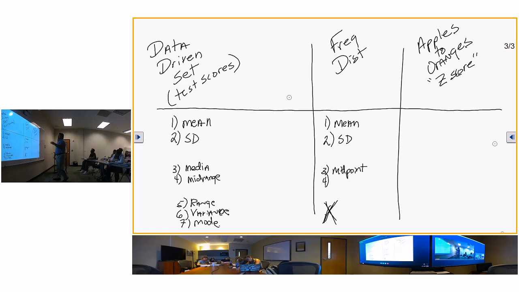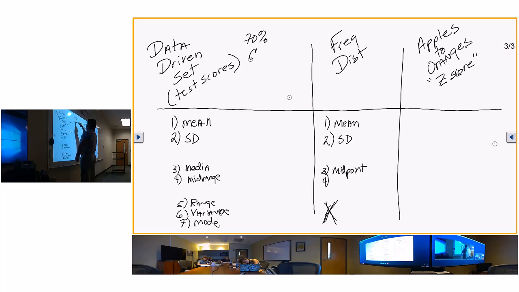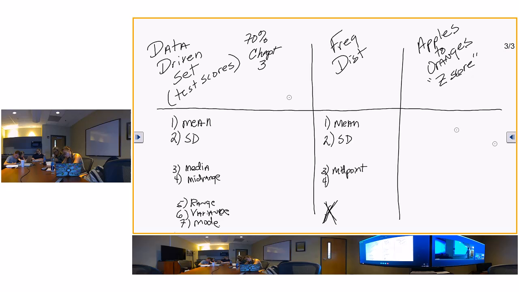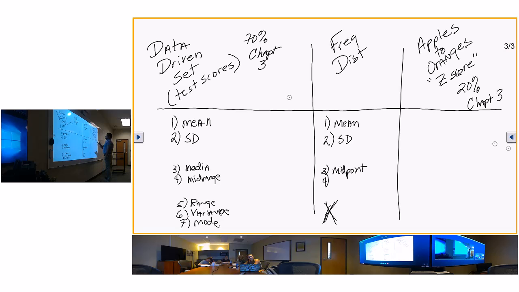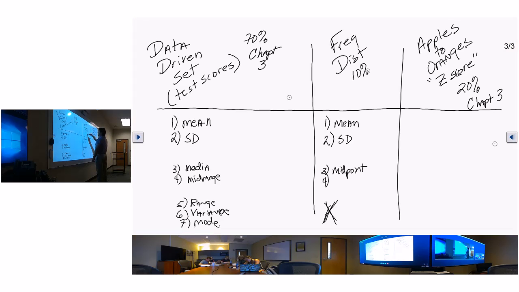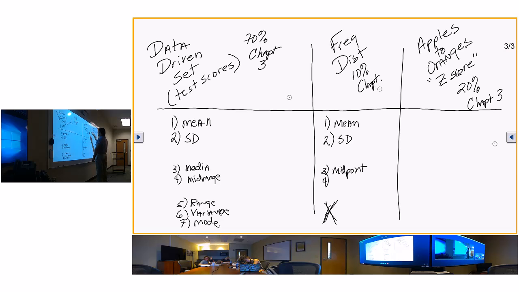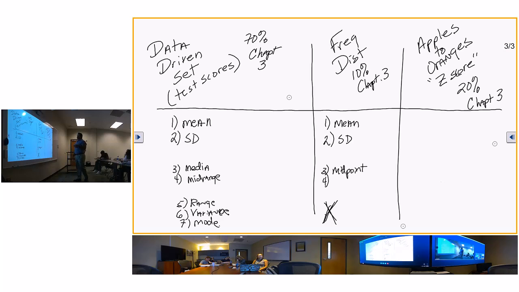Now, out of chapter 3, this one is probably 70% of chapter 3. This one's about 20% of chapter 3. And this one is about 10% of chapter 3. Altogether, you're talking about 80% of your test is coming from chapter 3. But I'm just showing you what the breakup is. So we're going to spend the first part of chapter 3 on this first column over here. Okay?